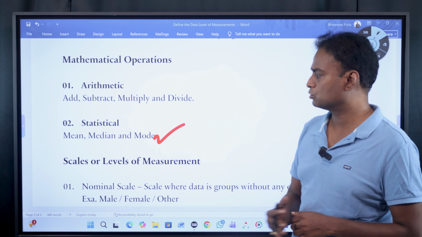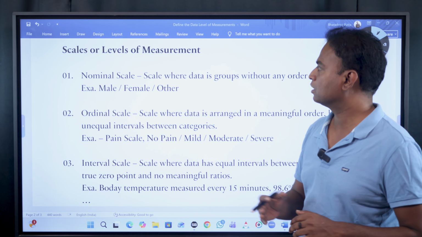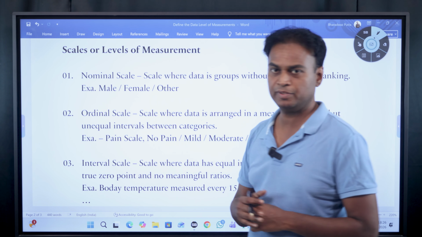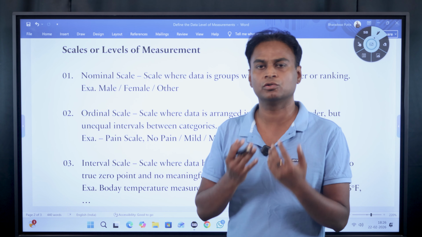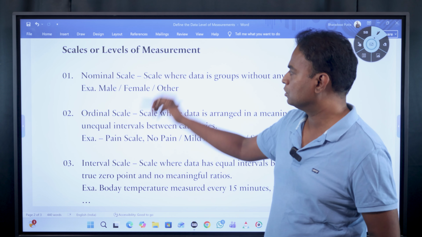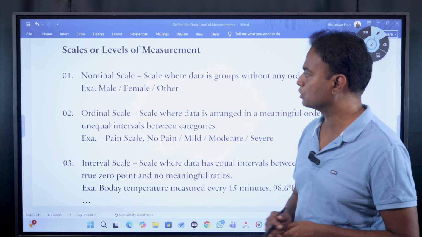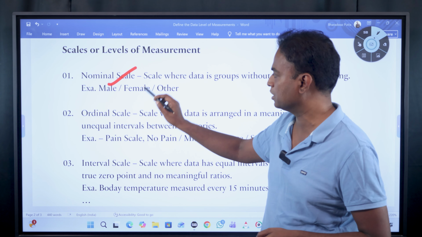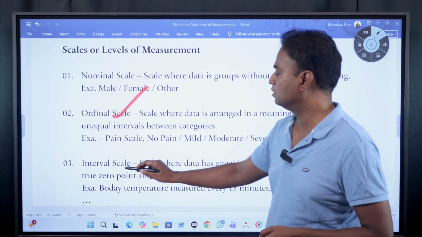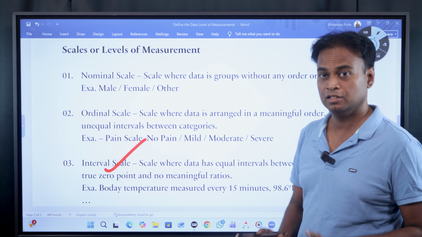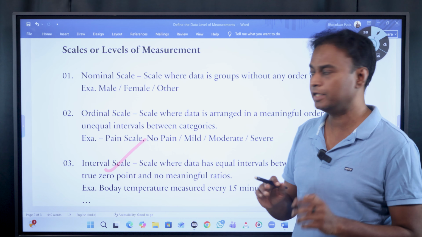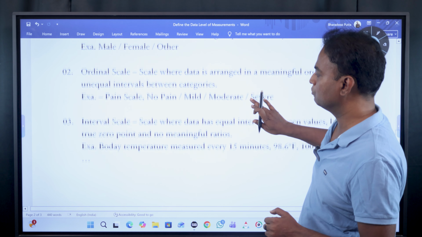What are those scales? We will look into it. When coming to scales of measurement or levels of measurement, any data which is given to you falls into these 4 categories. First one is nominal scale, second one is ordinal scale, third one is interval scale, and fourth one is ratio scale. Any data in this world falls into these 4 scales.